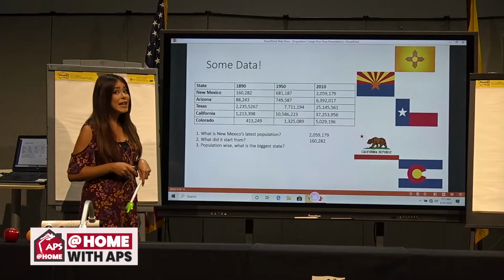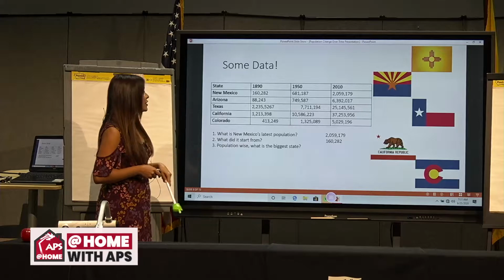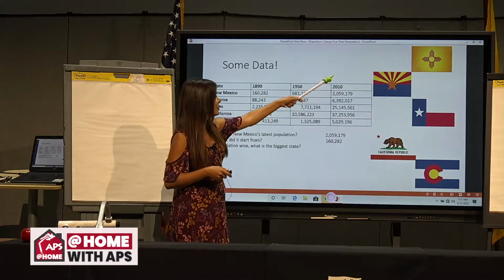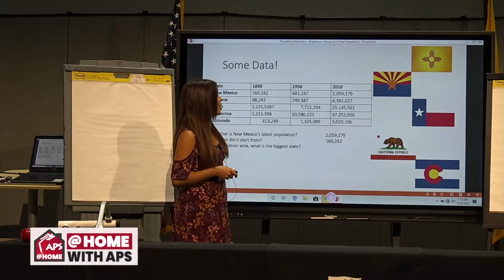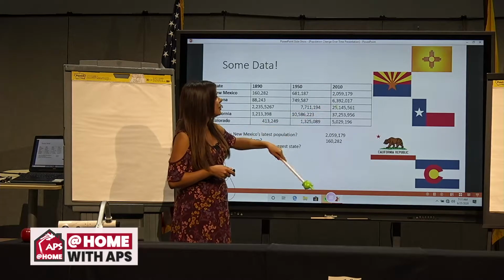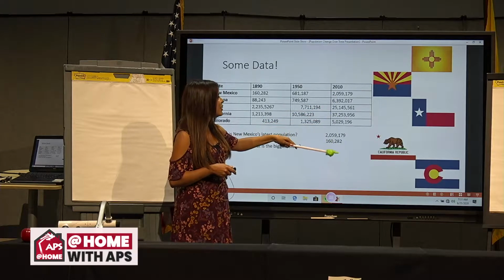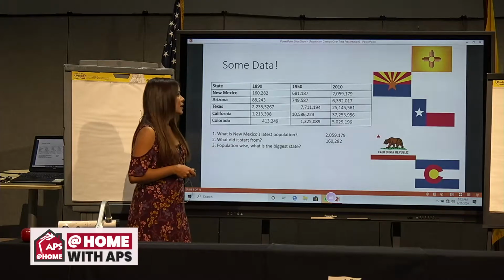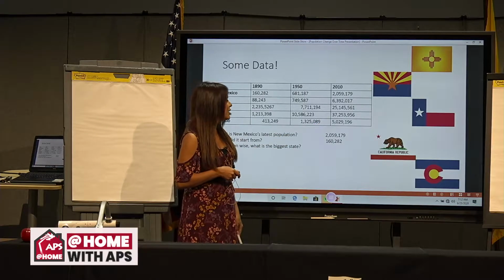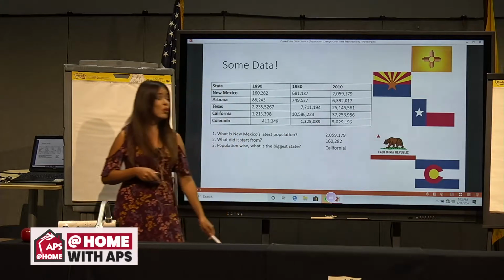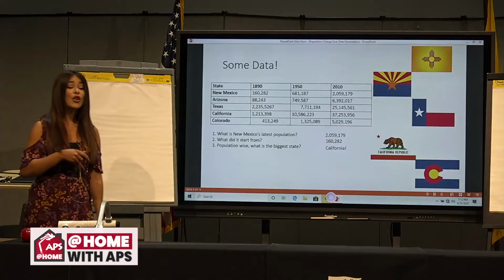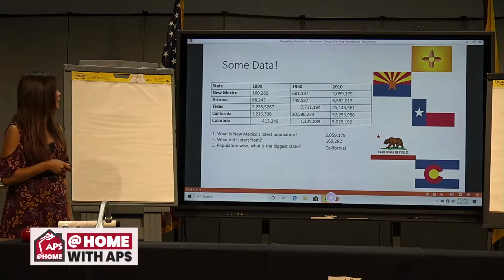What is the biggest state of these 5 states? So we're going to look at this population and find the biggest number. So we've got 2 million, 6 million, 25 million, 37, and 5 million. It seems like California is the biggest state right over here with over 37 million people.